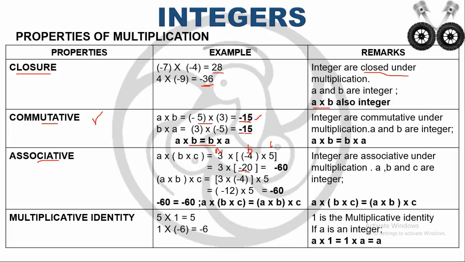So again I have to multiply with the 3. So 3 into minus 20. What is the product of 3 into 20? It is 60. Again these two integers have different signs, so we have to put the negative sign. So the answer is minus 60. Now here we are interchanging the bracket, that is A into (B into C). So 3 into minus 4. Again we have two different integers with different signs.